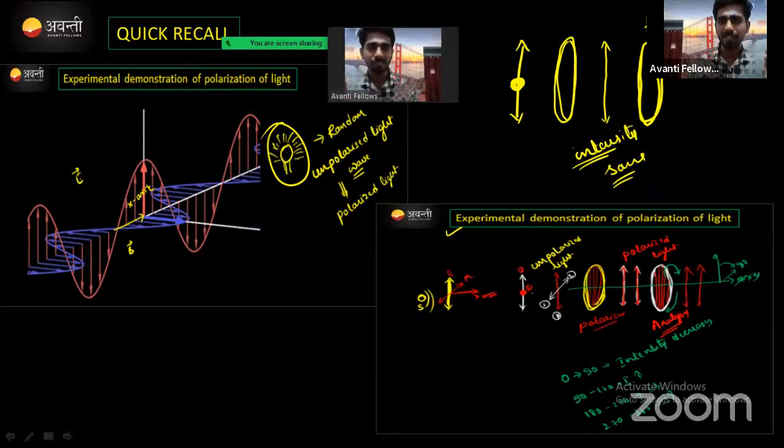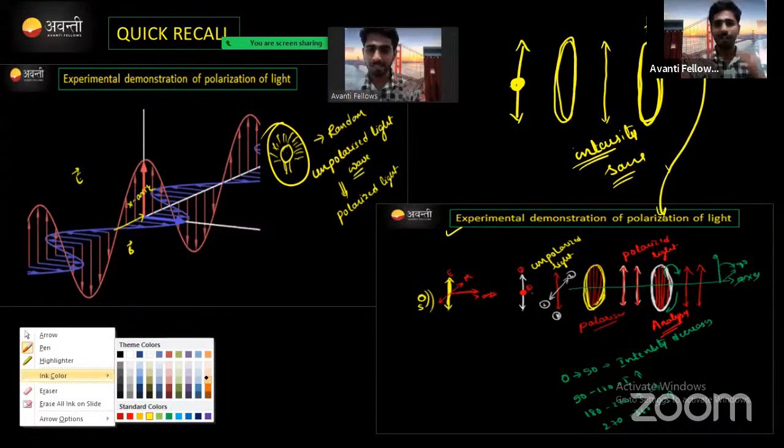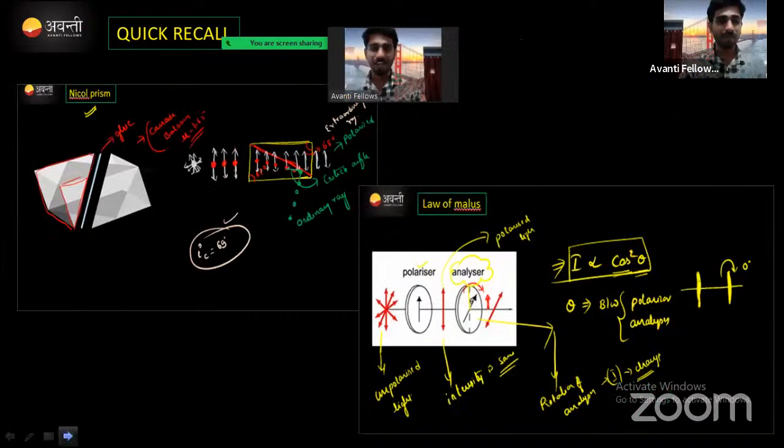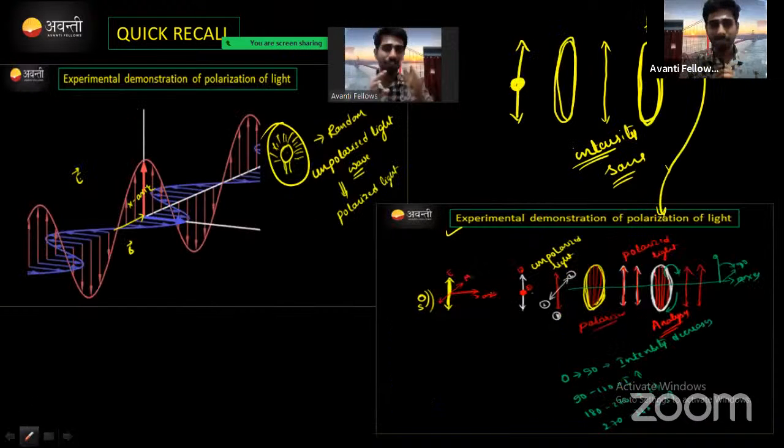Instead I explained here, just take it into check. Correct na? What does an analyzer do? It analyzes whether the light is polarized or not. And if you change the angle of a polarizer or analyzer, then the intensity continuously decreases. When they are parallel to each other, the intensity will be the same as after coming from the polarizer.